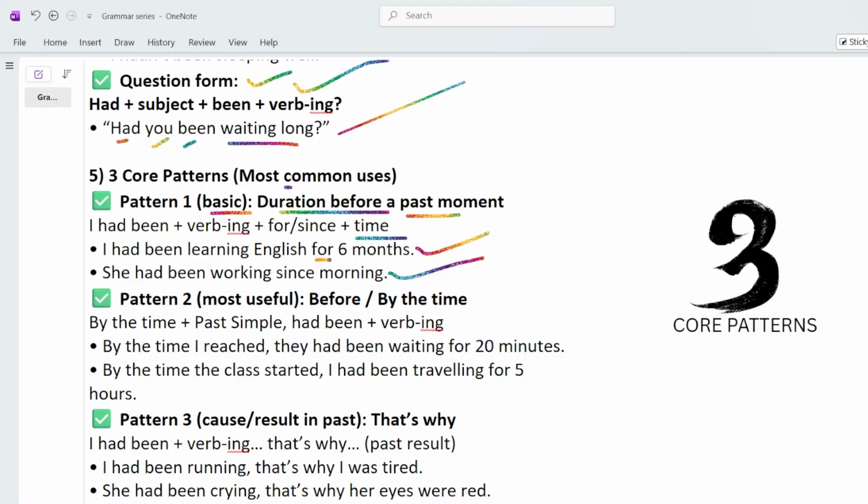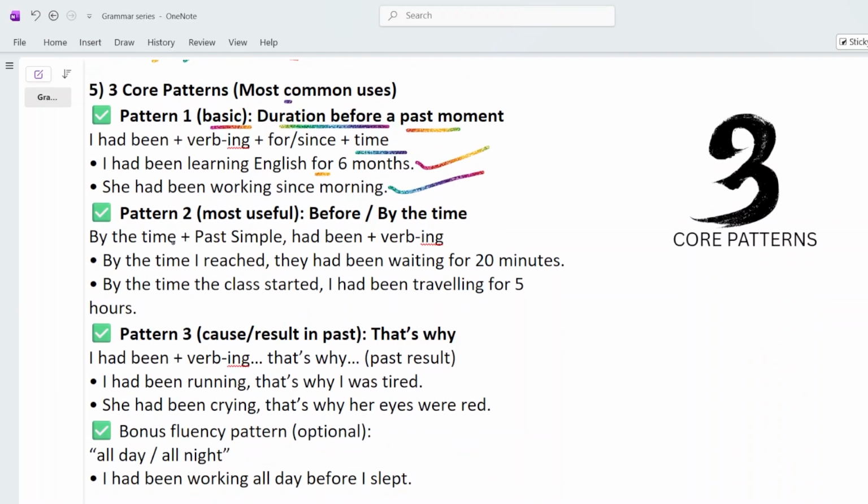Okay, great. Now, let's look at pattern 2. That's the most useful, because we are looking at using before and by the time as choice words. So, by the time, look at the pattern. Use the phrase by the time, then past simple, and then you use had been plus the verb in the ing form. Guys, you really need to pause the video here if you're not understanding the pattern, because that is very important.